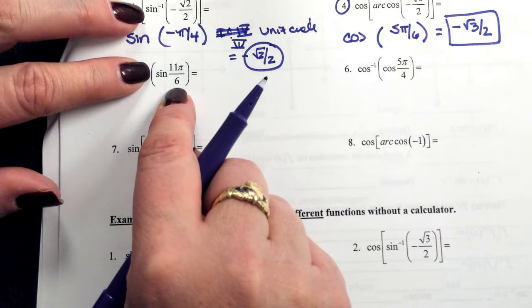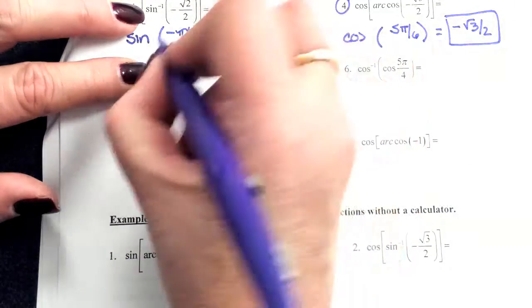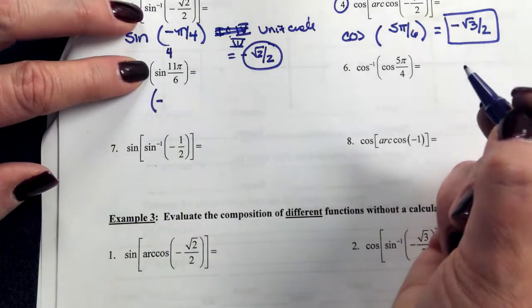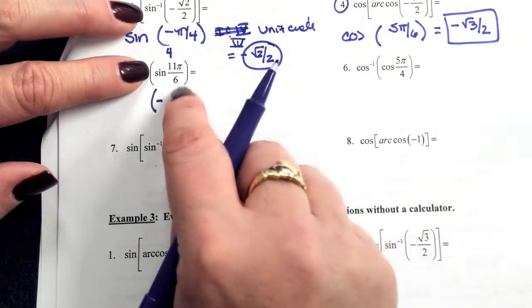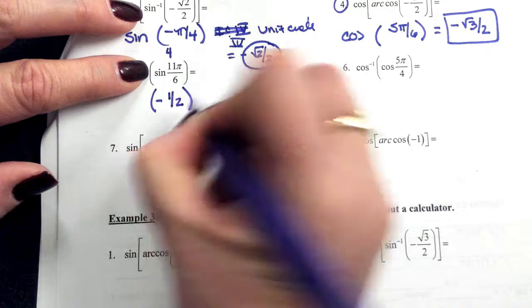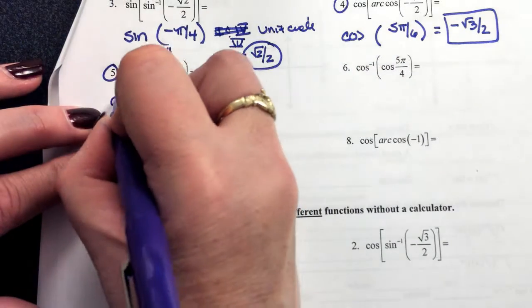So again, sine of 11 pi over 6. It's a unit circle. You're in quadrant what? 4. Sine is negative down there in quadrant 4. So at 11 pi over 6, the sine of 11 pi over 6 is negative 1/2. Just going back to your old unit circle. Now look on the outside.